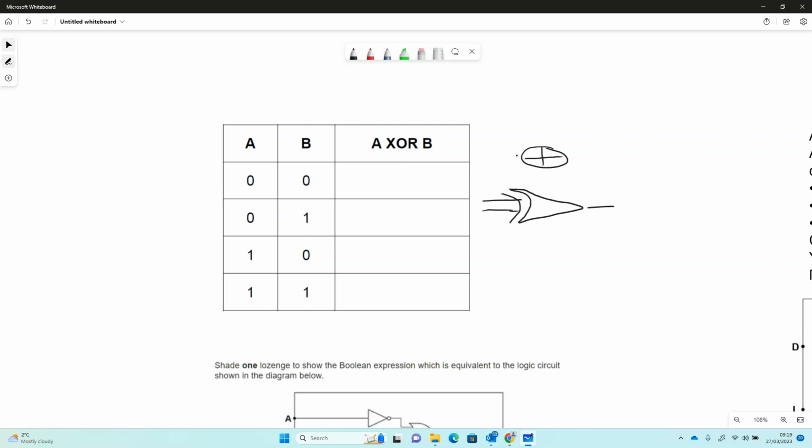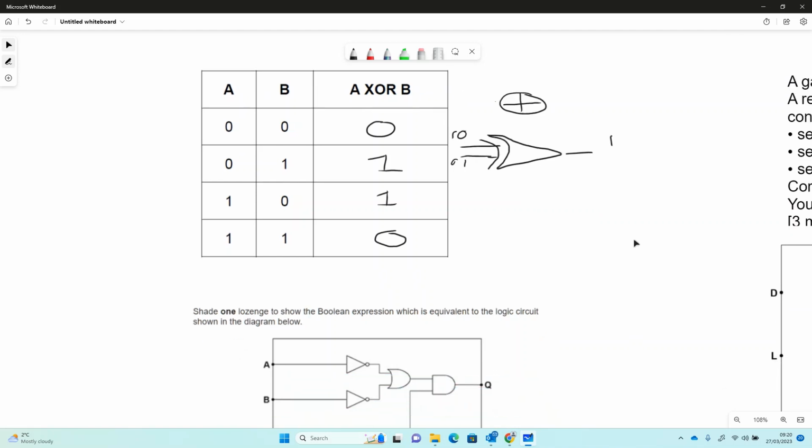And XOR is only going to give us a 1 if these are opposite. So if they're both 1s, it's going to give us a 0. So 0 and 0 is, well, 0. 0 and 1 is going to be 1 because they're opposite. 1 and 0, 1 because they're opposite. But 1 and 1, they're both the same. So even though they're both 1s, that's going to be a 0. So that's our idea for XOR.